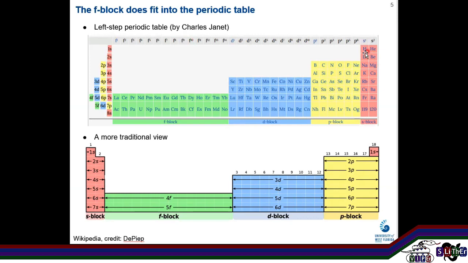It puts the S block on the far right, but it shows the orbitals in the closest way to their filling for electron configurations. And so you have the 1s1, 1s2, and so forth. I prefer this more traditional view because it looks more like a periodic table that we're used to, but it shows the F block between the S and the D block, which is where they fill, but also showing that F block becomes more of a core type orbital. And we'll see more examples of why that is.